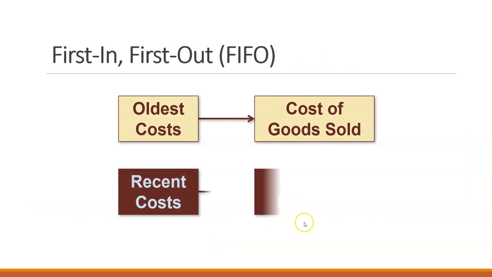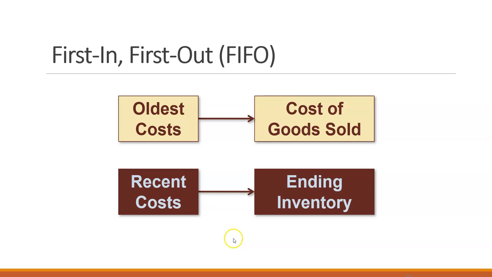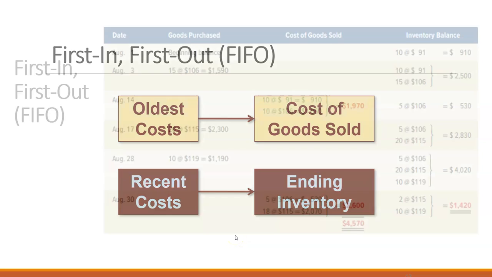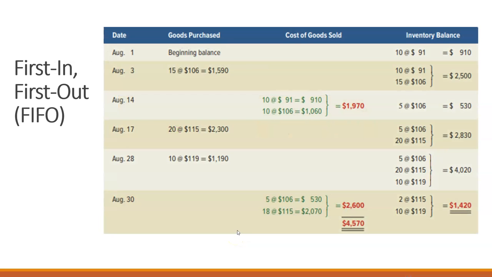When we're looking at first in, first out, our oldest costs are in cost of goods sold, and our most recent costs are shown in our ending inventory. So this is an example of first in, first out with those same bikes. We had in our beginning balance 10 bikes at $91. We purchased an additional 15 bikes at $106. Then on August 14th, we sold 20 bikes.